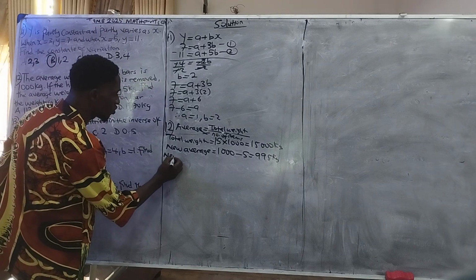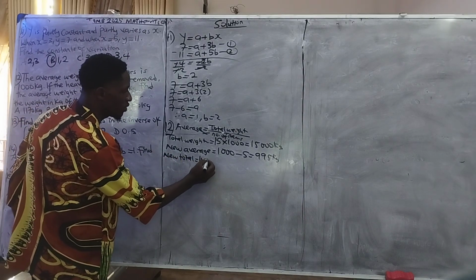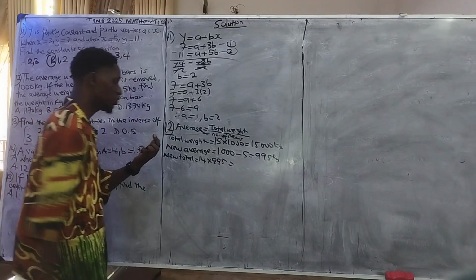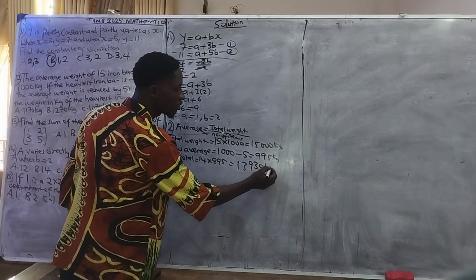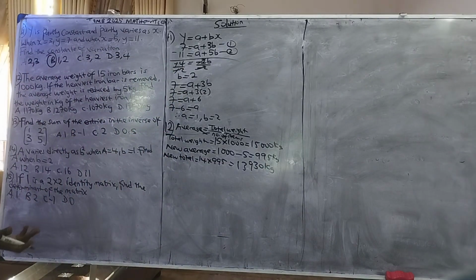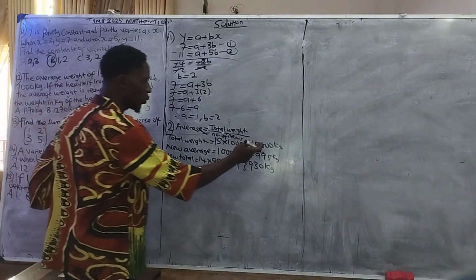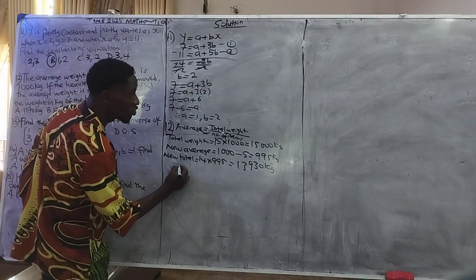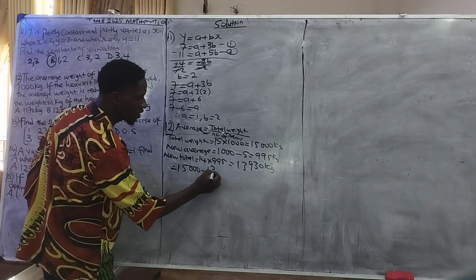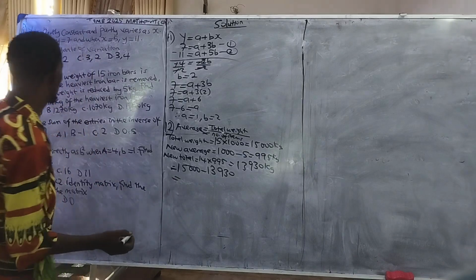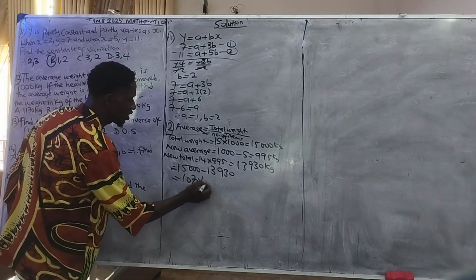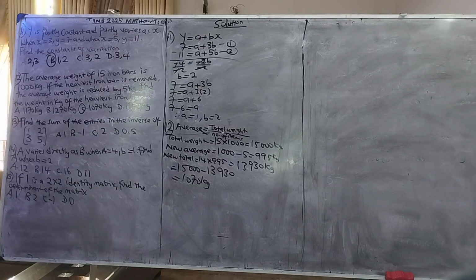So for us to get the new total, it is equal to 14 times 995, which will give us 13,930 kilogram. Then find the weight of the heaviest bar. To get the weight, it is the total weight minus the new total. So the total weight is 15,000 minus 13,930, which should give us 1070 kilogram. Option C.